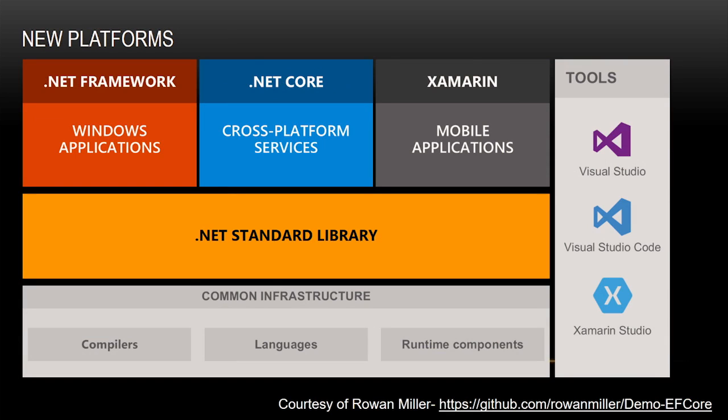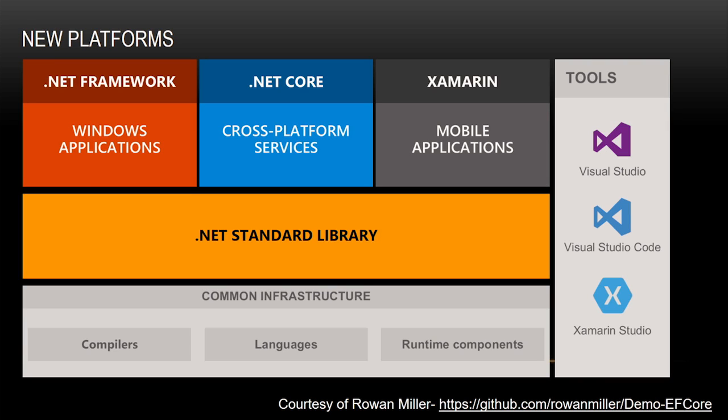No talk would be complete without the birthday cake architecture diagram. So we have one here. You've probably seen this a million times. You'll see it again. We've got the infrastructure libraries across the bottom, the .NET Standard library in the middle, and then the different frameworks across the top and the tooling on the right.